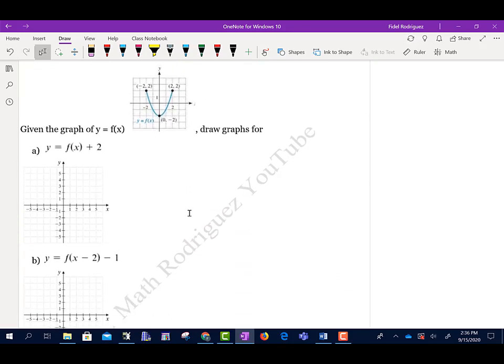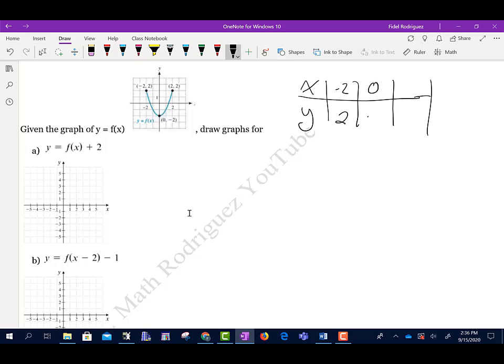So let's see if we can do this in pieces. A lot of times when it says given the graph of y equals f of x, draw graphs for, and it gives me a couple here. So I'll tell you, first thing I'm going to do, I'm going to make a table, because I think making the table makes this easier to do, okay? So let's plot these points, so negative 2 and positive 2, 0 and negative 2, 2 and negative 2, right? Okay, so now I'm going to make another table.